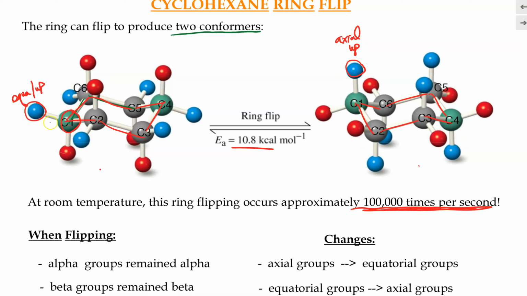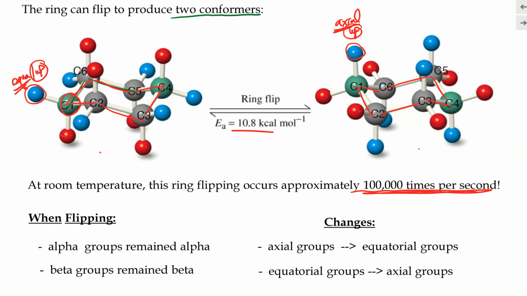As the chair flips, the positions remain on the same face that they were initially on. For example, if they were pointed up earlier, when they flip, they remain up. The only thing that changes is that they change from equatorial into axial. That is what happens to every group connected to the different carbons as the ring flips.